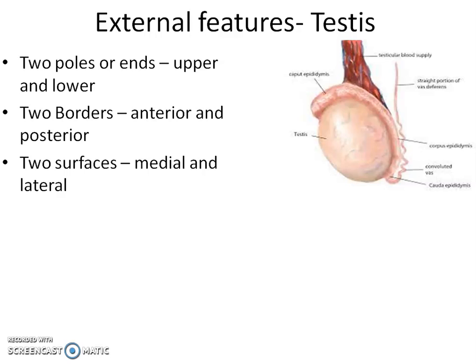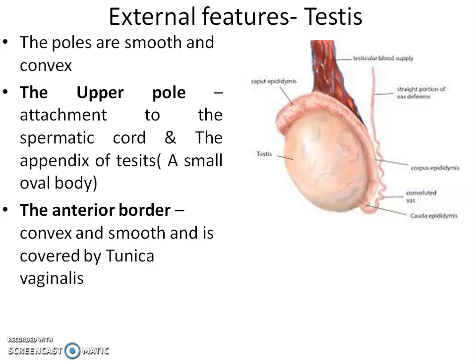The external features of testis are: it has got two poles, upper pole and lower pole, two borders, anterior border and posterior border, and two surfaces, medial and lateral surfaces. Two poles, two borders and two surfaces. The poles are upper and lower pole. The borders are anterior and posterior, and the surfaces are medial and lateral. The details of external features are like this.